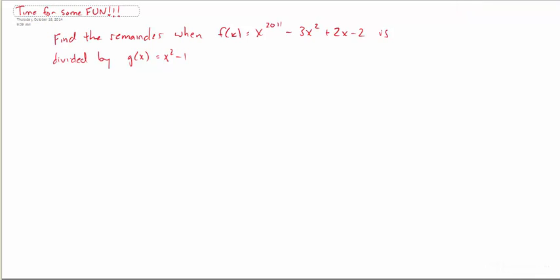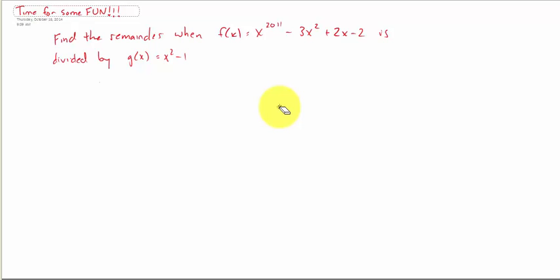All right, so here's a fun little problem. We want to find the remainder when f of x is equal to x to the 2011th power minus 3x squared plus 2x minus 2, when we divide that by g of x being x squared minus 1. Okay, so picture dividing this long division style by x squared minus 1. We would need to do x to the 2011 plus 0x to the 2010 plus yada, yada, yada. And we'd have far too many terms to actually do anything worthwhile with this in any reasonable amount of time.